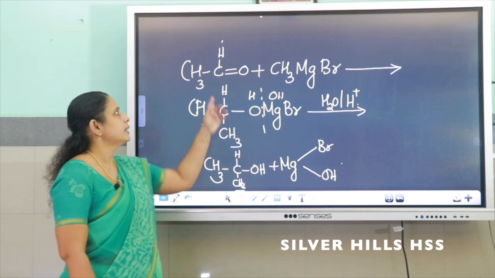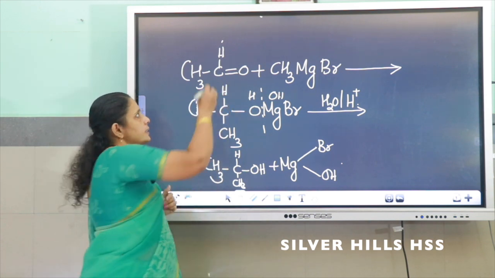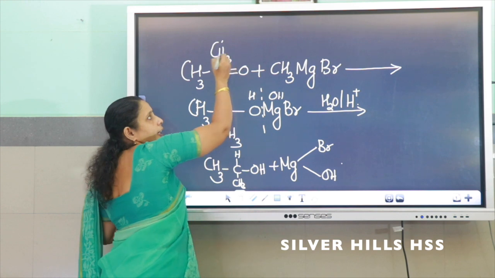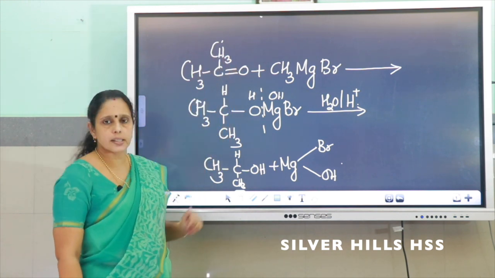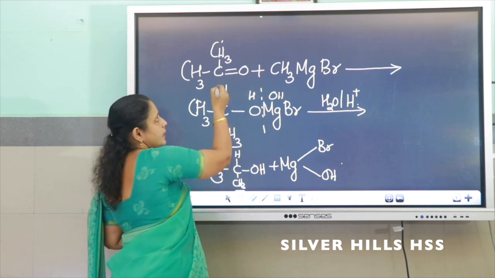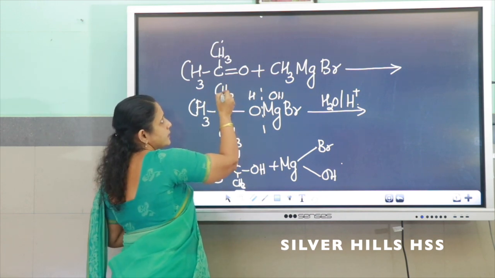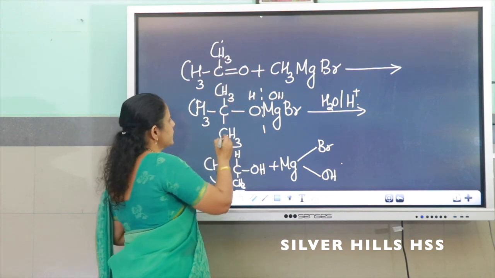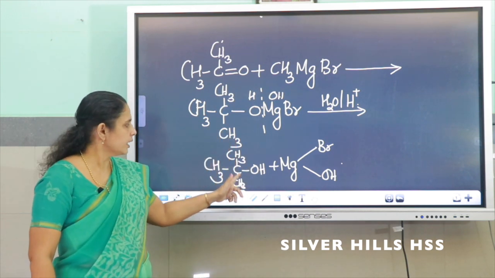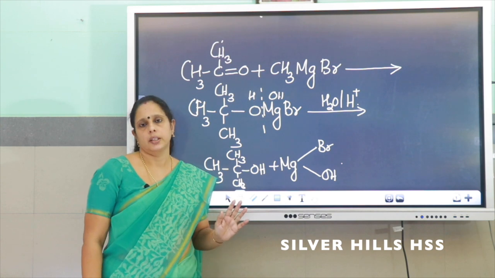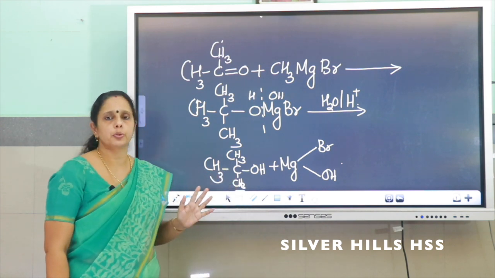Whereas ketone, this is a ketone. Ketone must produce a tertiary alcohol. CH3COCH3 is a ketone. So, what is the change here? This is converted to CH3, this is converted to CH3. So, a tertiary alcohol is obtained, that is 2-methyl propan-2-ol.